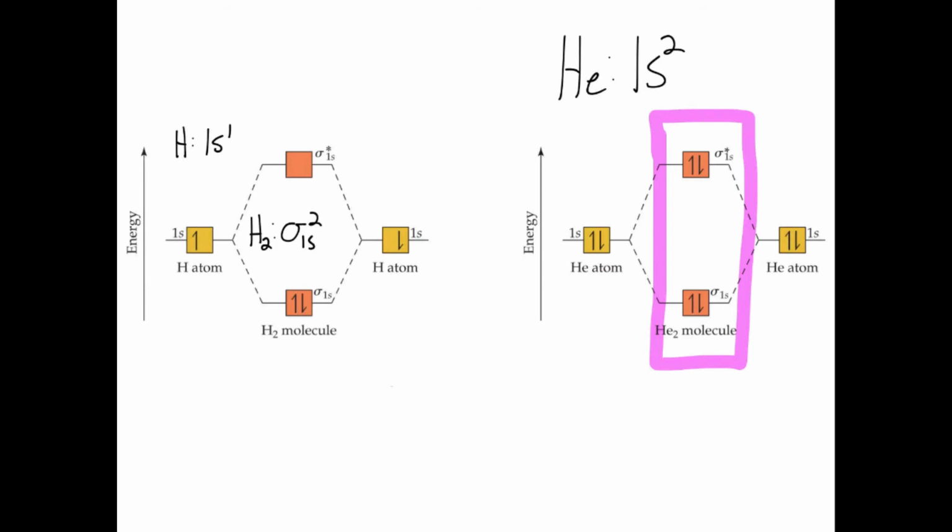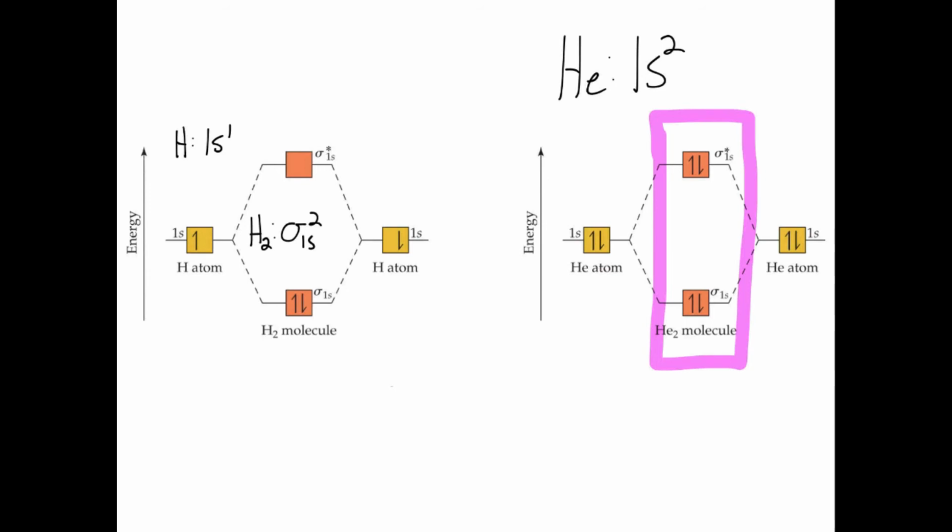And this is where things get interesting. I've got just as many electrons in an anti-bonding orbital as I have in a bonding orbital. In other words, I've got just as many electrons trying to thwart my attempt at bonding as I do electrons trying to help me bond. The net result here is no bond at all. And this shouldn't be surprising because helium is a noble gas. Helium is an element that is inert. It doesn't react.